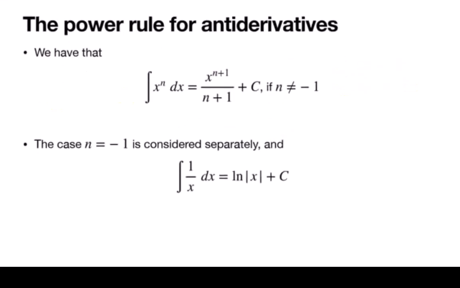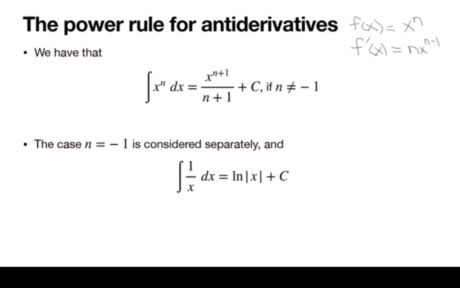We're going to start here with the power rule for antiderivatives. Remember, we had a power rule for derivatives. The power rule for derivatives was if I had a function f of x equals x to the n power, the derivative of that was nx to the n minus 1. Now we're going to do the antiderivative. Basically, what we're doing is going backwards.